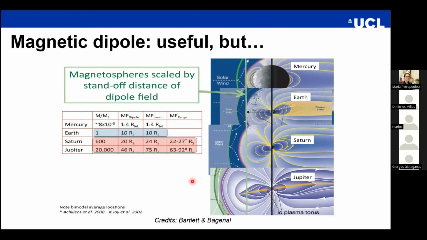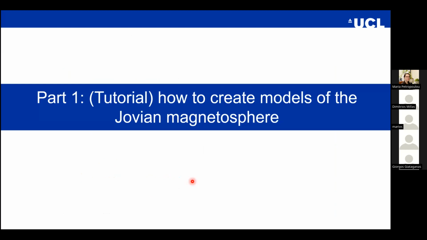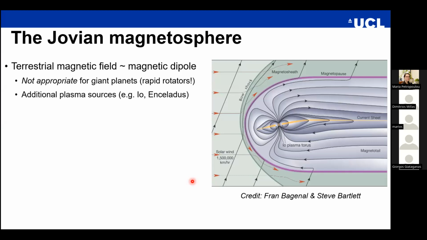So we're missing something. And one thing we're missing is that in the magnetosphere of Saturn and Jupiter, we have hot plasma, plasma with energy much higher than its kinetic energy due to rotation. This is something we don't have on our planet. Our magnetosphere is described very well with a dipole. So the first part of the talk will be a small tutorial. How can you construct a model of the magnetosphere of Jupiter and Saturn to overcome this bad prediction that the dipole approximation gives? So first of all, let's see what's so special about the magnetosphere of Jupiter.